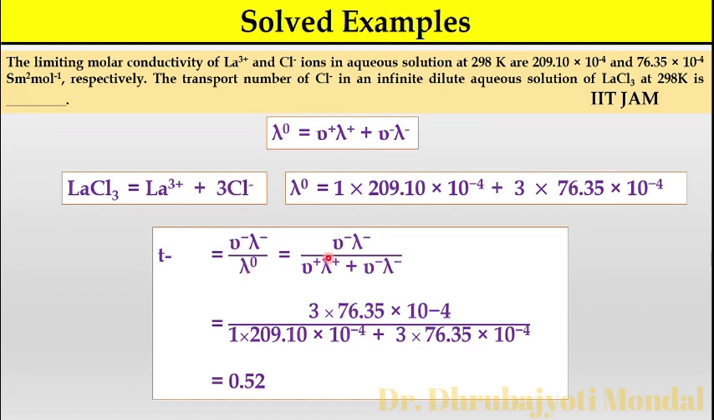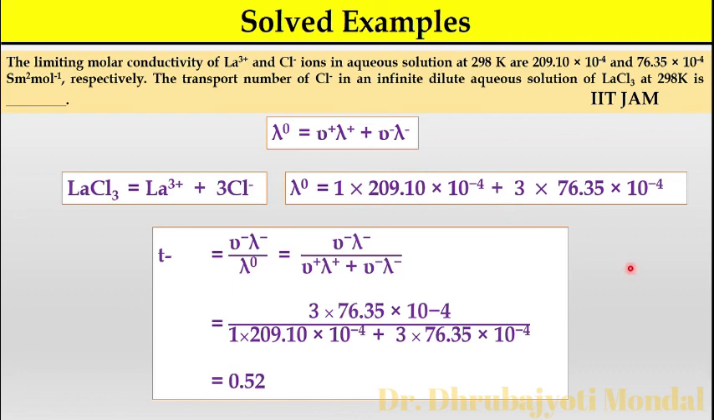So here nu minus is 3, and 3 into lambda minus is divided by nu plus lambda plus plus nu minus lambda minus. So put the values here and you can get the t minus value equal to 0.52. So that is the answer. That is the transport number of Cl minus at infinite dilution in aqueous solution.